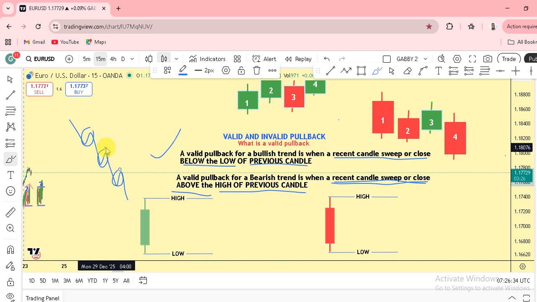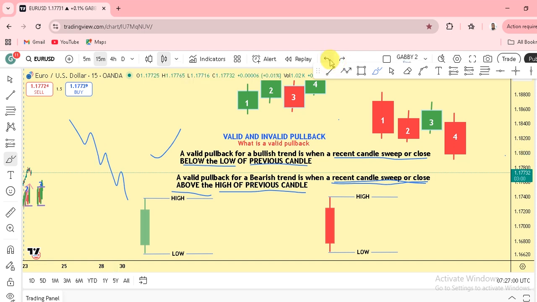But not in all cases is this a valid pullback. There are situations where it is just an SMT, a smart money trap, so that the big traders can trap the little traders and take their money from them. So that's why you need to understand a valid pullback and know how to spot them on the chart.